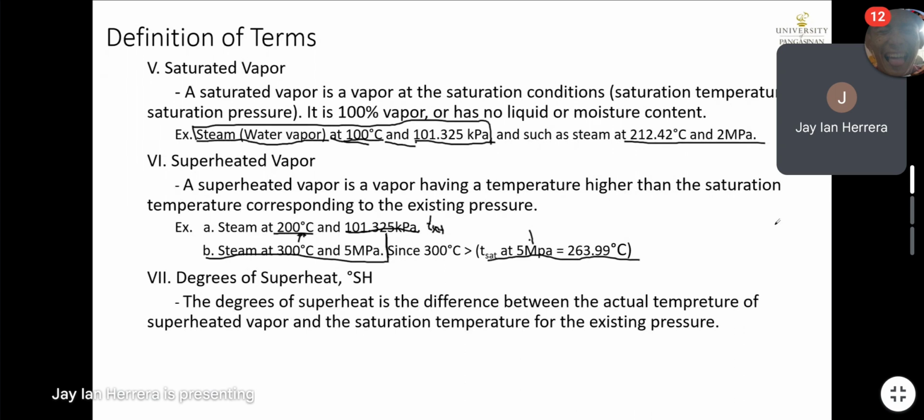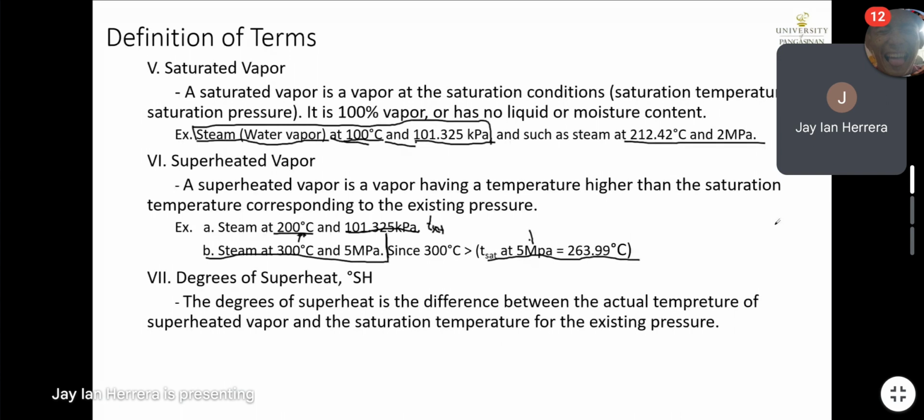I will just complete this PowerPoint and then make a PDF of it. Saka send ko na lang yung kompleto sa GC natin, sa Messenger or sa GCR, yung PDF of this PowerPoint. Hindi ko pa kasi tapos.